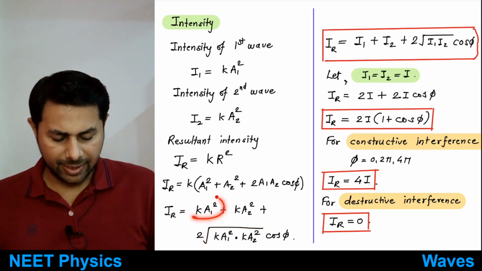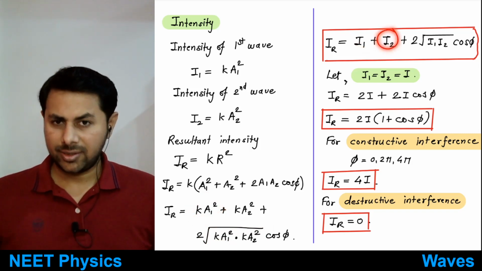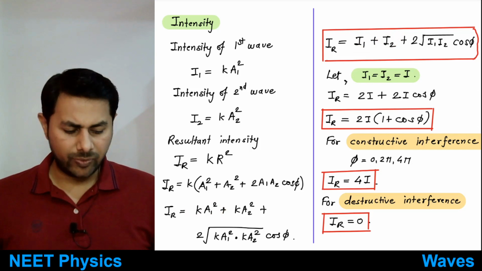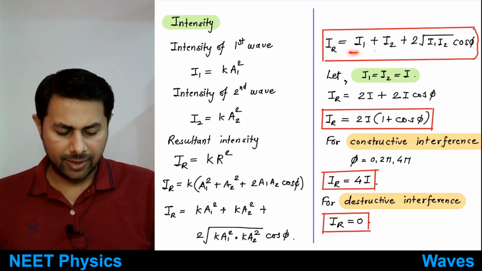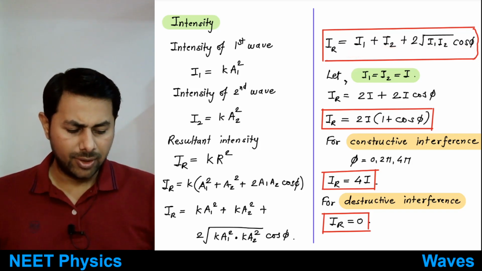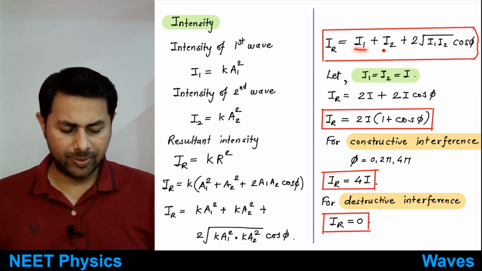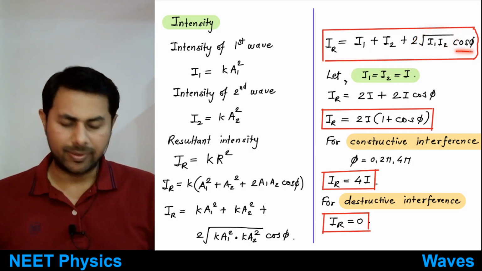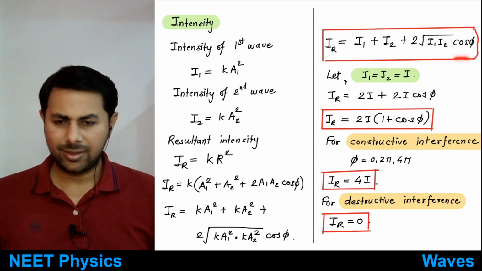And then what is k times a1 square? So it is I1. What is k times a2 square? It is I2. And therefore what you get is resultant intensity is what? It is I1 plus I2 plus 2 times square root of I1 I2 multiplied by cos of phi. Okay, this is clear.